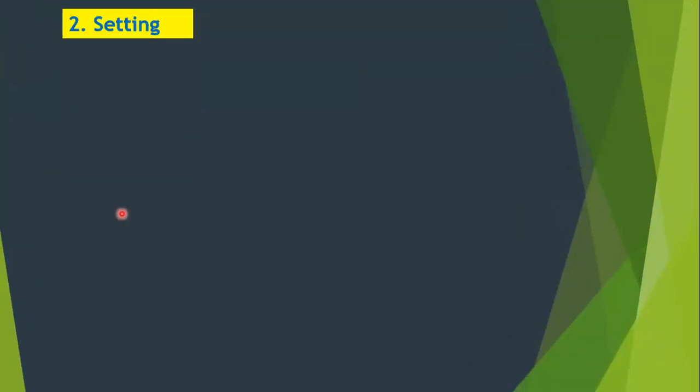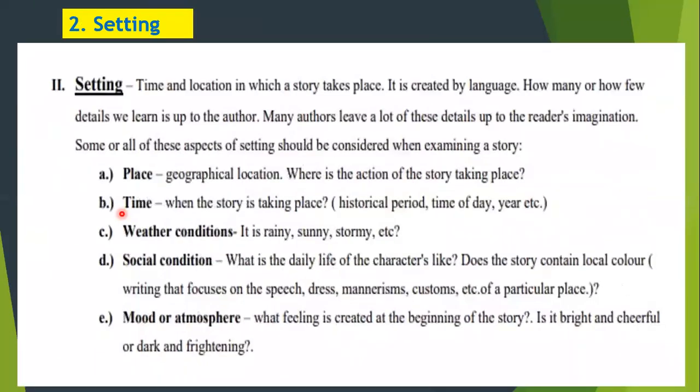The second element of fiction is the setting. The setting, الزمان والمكان. So let us see what is setting. Setting is the time and location in which the story takes place. الزمان والمكان التي حدثت به أحداث القصة. It's created by language, how many or how few details we learn is up to the author. Many authors leave a lot of these details up to the reader's imagination.